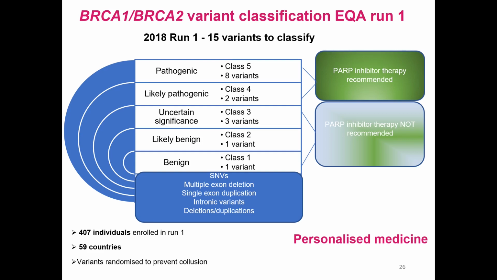Why is this important? Because if you have a class 4 or class 5 variant, you would be offered PARP inhibitor therapy. If, however, you have a class 1, 2, or 3, then you would not be offered PARP inhibitor therapy. So this is a personalised medicine.